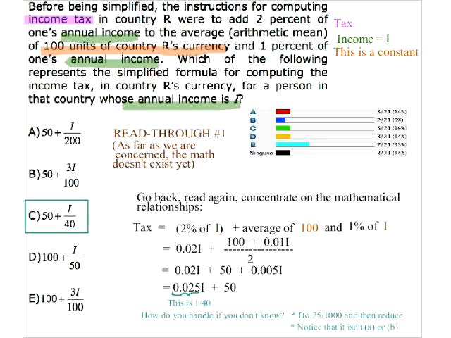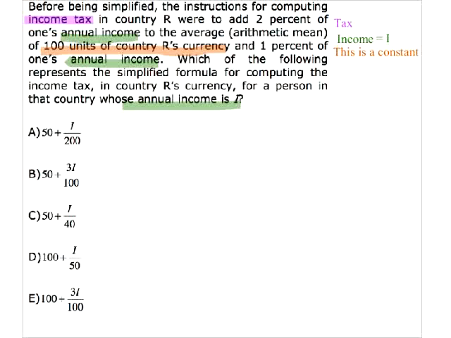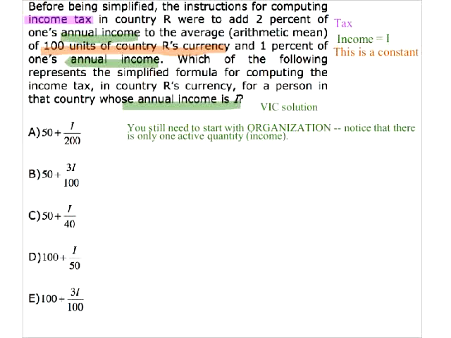You can pick a value for I because it's a formula. So that means that it's going to work for every possible unit of I. This is still a Vick problem, so you still need to start by doing the same thing. You still need to start with organization. Notice that there is only one active quantity, which is income, but you can pick a number for it.